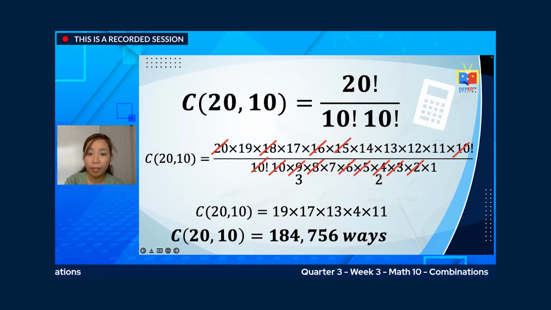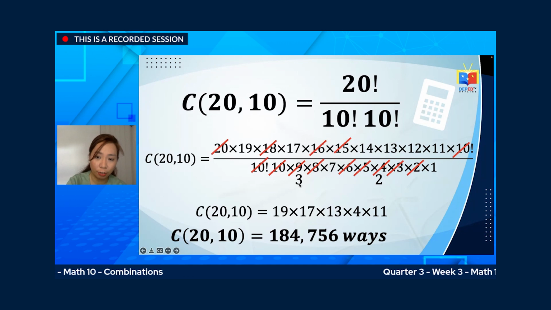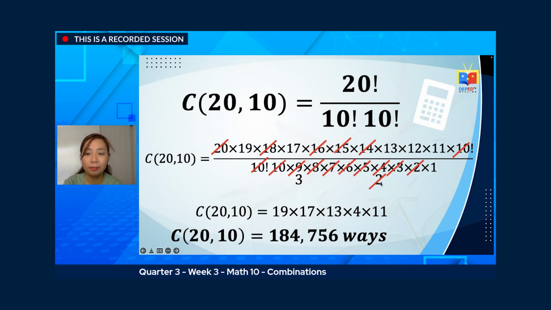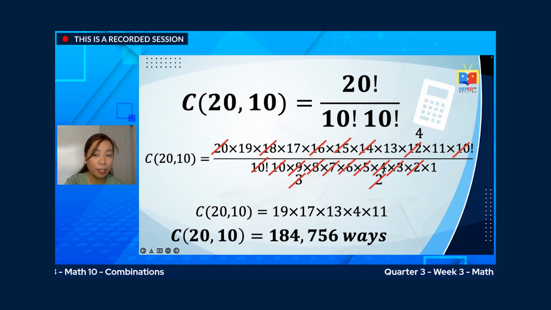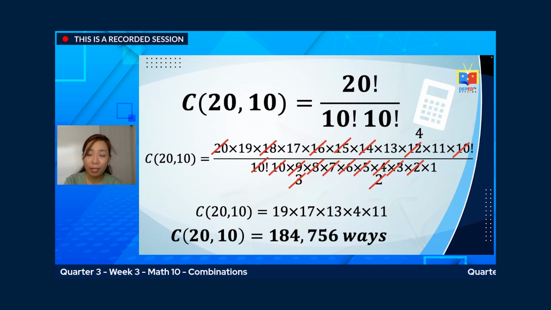Next. 15. 15 is divisible by 5, so there is still 3. And so we divide the 9 by 3, and we get another 3 here. 14 is the same as 7 times 2, so we cancel. And what else do we have here? 12 divided by 3 is 4. So the remaining numbers here for the combination is 19 times 17 times 13 times 4 times 11.